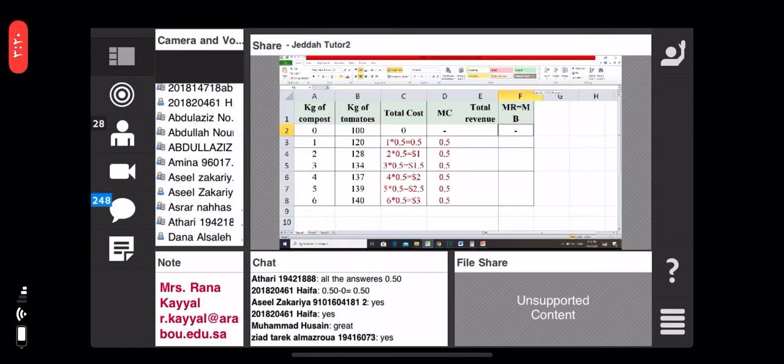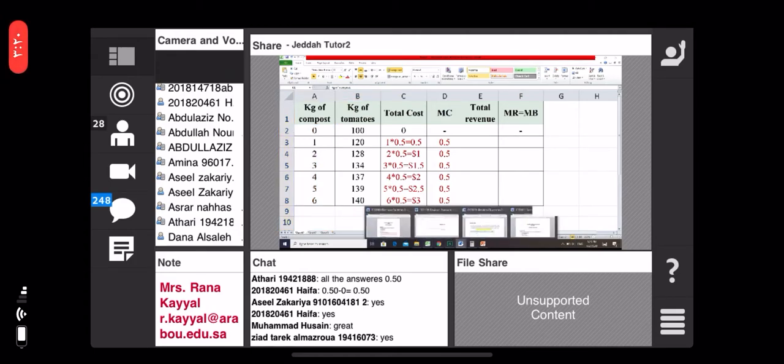The second part of the question, they said, and I paid a cost. Okay, I paid a cost for the compost. And we calculated the total cost for each level of compost. For 1 kilo of compost, how much did I pay, 2 kilos, how much did I pay, 3 kilos, and so on. I will calculate back to the question.